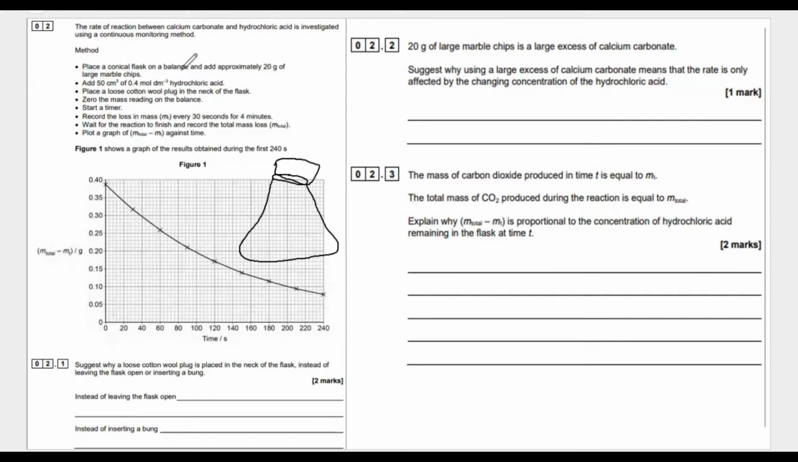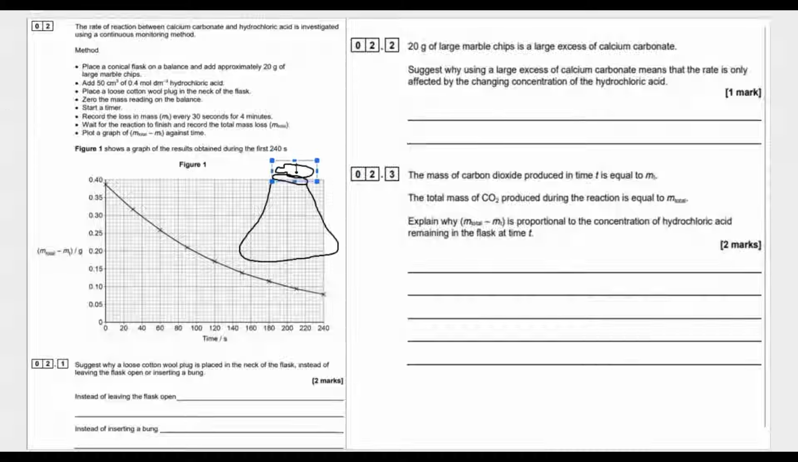This is a common misconception as to why we put cotton wool in the end of a conical flask. You should know the answer to this, as it's one they cover at GCSE as well. Essentially, this is a reaction between a carbonate and hydrochloric acid, so you're going to get carbon dioxide coming out. If you leave a bung in, it's going to build up and pop the bung or explode. You're going to get a pressure build up.